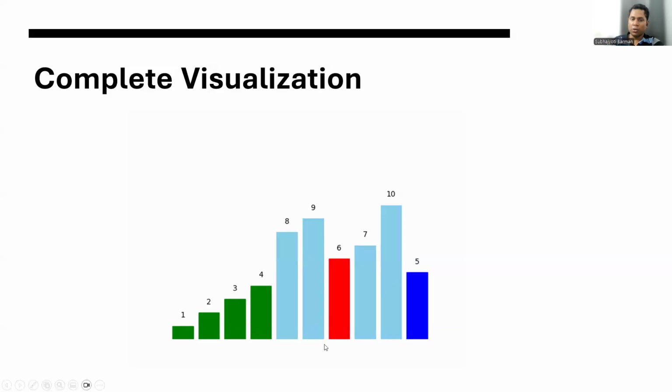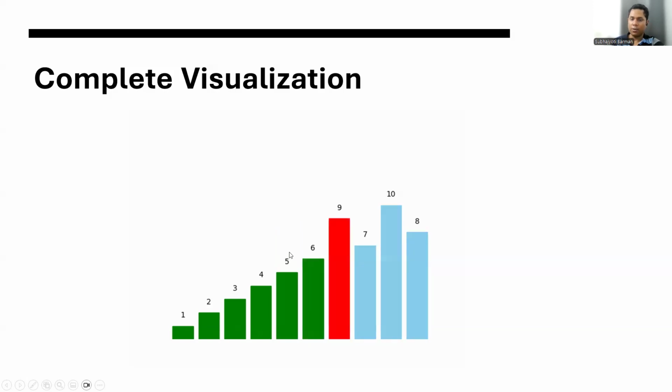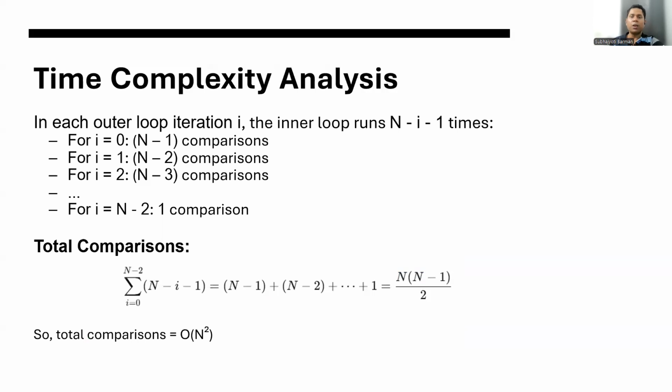Okay. So that means in the fifth iteration, it will place 5 in its correct position. All right. So now we will discuss the time complexity. We have already considered that there exist two for loops. The outer for loop is indicated by i, and the inner for loop is indicated by j. In each iteration of the outer for loop, the inner for loop will run for n minus i minus 1 times.